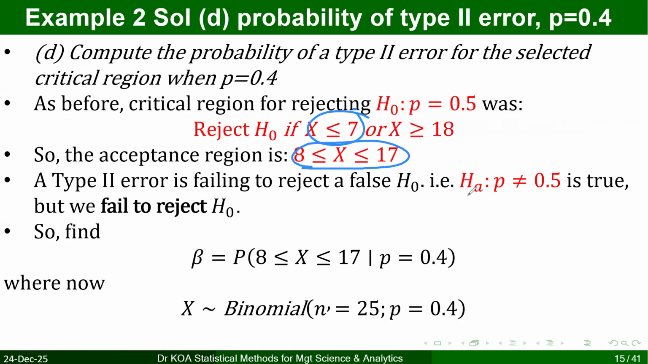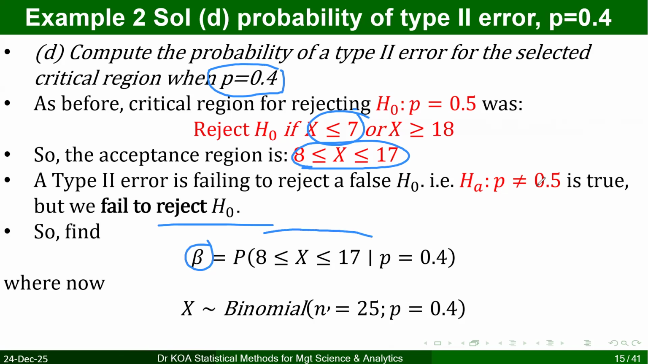Now, this is a type 2 error. If the probability is not equal to 50%, but it's equal to 40% here, and you fail to reject the null and take this one, that is a type 2 error. So we are simply going to do the same thing, but this time we are not finding alpha. We are finding beta, by replacing the 50% with 40%.